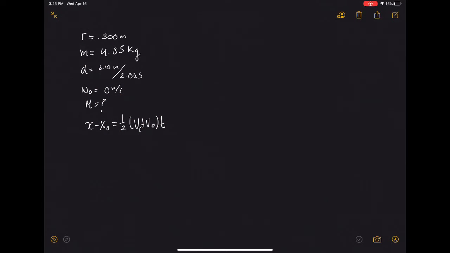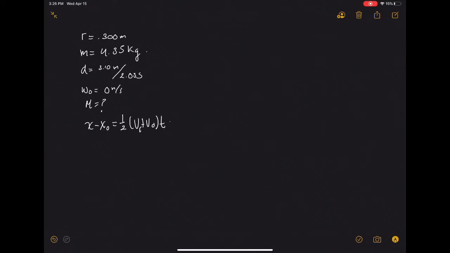Okay, for this problem 9.45, we have to find the mass of the disk. So first I wrote down the information we got right here. The radius is 0.30 meters, the mass is 4.35 kilograms, the distance is 3.10 meters in 2.03 seconds, and the initial angular velocity is 0 since it started at rest, and we're looking for the mass.